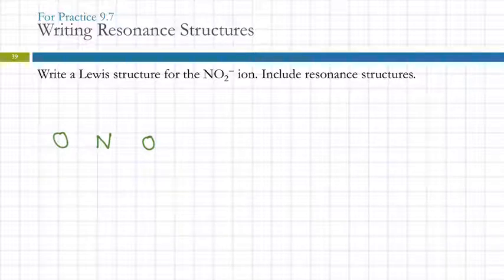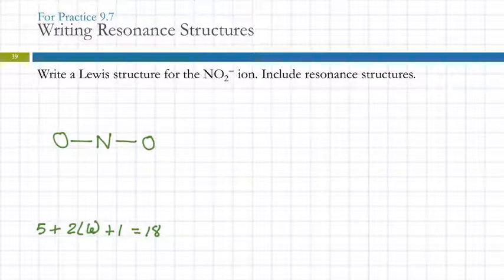We have to count up valence electrons. We've got a nitrogen with 5 valence electrons. We have 2 oxygens. They each have 6. And a -1 charge means we add an extra electron. So we've got 18, right? So we've got 2, 4 for the bonds. 6, 8, 10, 12, 14, 16, 18. It's not a coincidence that this ends up looking like ozone. Ozone also had 18 electrons and 3 atoms.